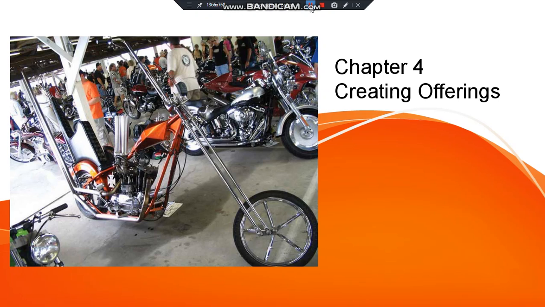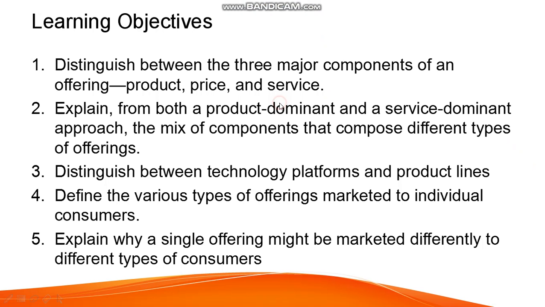We meet again with chapter 4 of the marketing subject. The topic for chapter 4 is creating offering. This is the learning objective for this chapter. Number 1 is distinguish between the three major components of offering. There are product, price, and service.